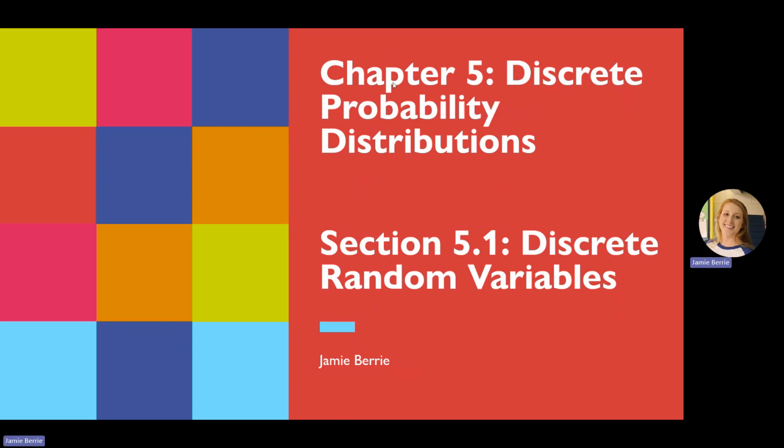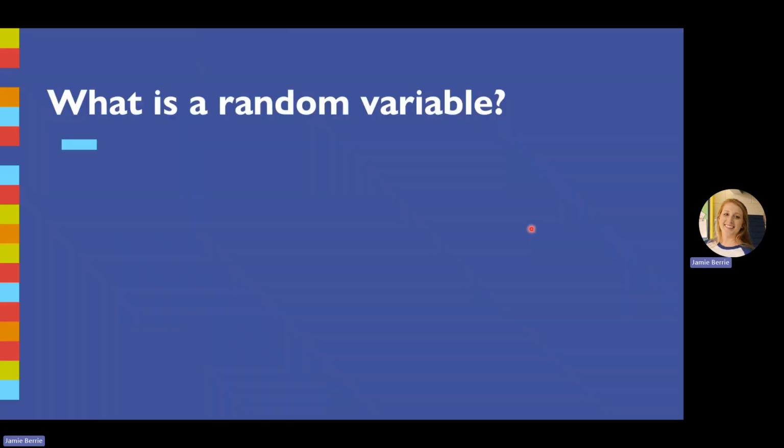All right. So we're looking at chapter 5, which is called Discrete Probability Distributions. And then specifically focusing on section 5.1, which is called Discrete Random Variables. So let's begin by talking about what is a random variable.